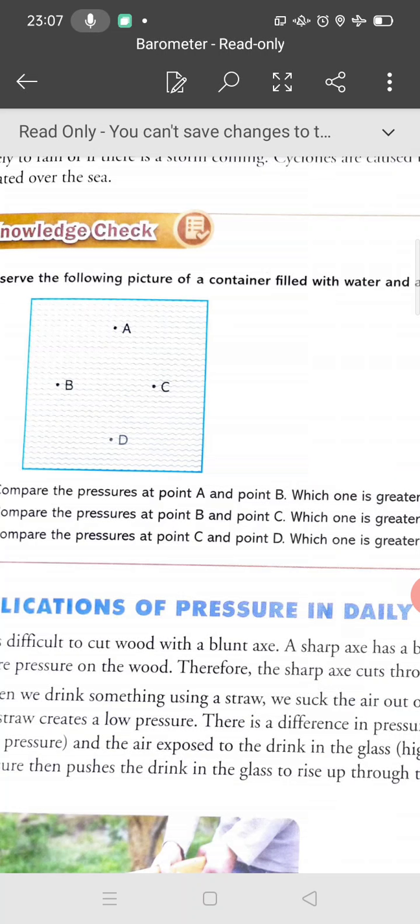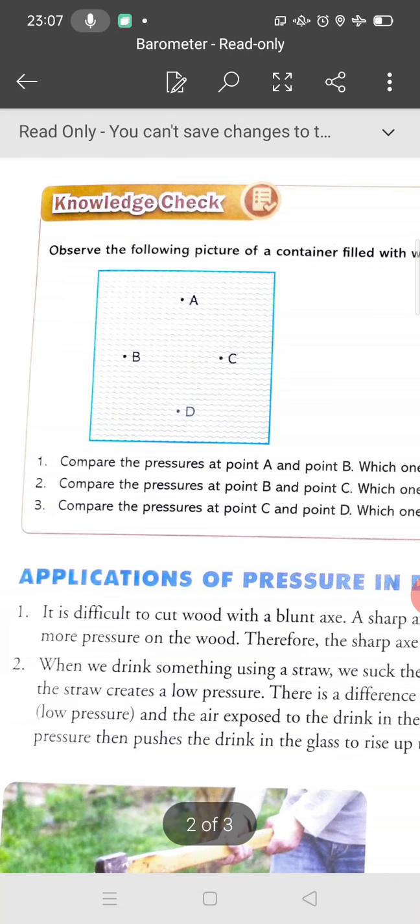And when you go to a hill station, what will happen? The atmospheric pressure will decrease. But here the question is, compare the pressure at points A and B, and which one is greater? Point B. Now compare the pressure at points B and C. Which one is greater? Both are the same. You can see the level of B and C is the same.